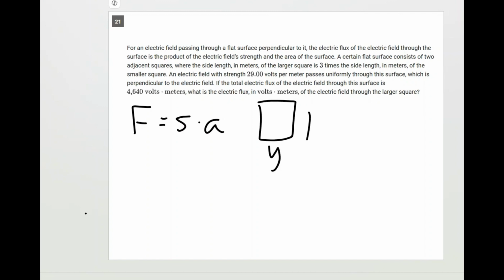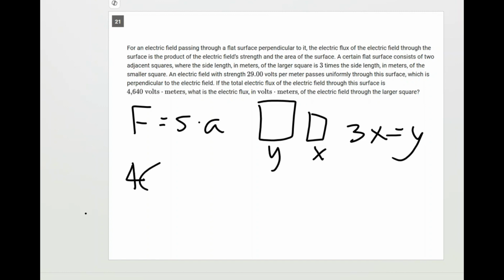So we'll say that's y. We'll say that's x, and we know that 3x equals y. An electric field with a strength of 29 volts per meter passes uniformly through the surface, which is perpendicular to the electric field. If the total electric flux of the electric field through the surface is 4,640 volts, what is the electric flux in volts times meters of the electric field through the larger square?